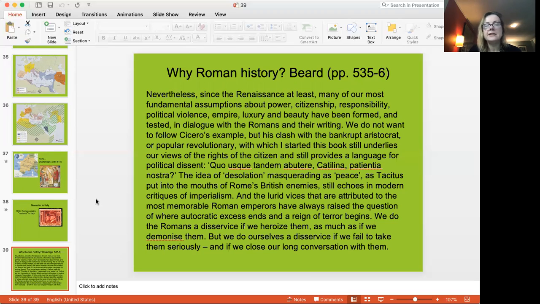In addition, the idea of desolation masquerading as peace, as Tacitus put into the mouths of Rome's British enemies, still echoes in modern critiques of imperialism, and the lurid vices that are attributed to the most memorable Roman emperors have always raised the question of where autocratic excess ends and the reign of terror begins. We do the Romans a disservice if we heroize them, as much as if we demonize them, as if we think they were the worst. But we do ourselves a disservice if we fail to take them seriously and if we close our long conversation with them.